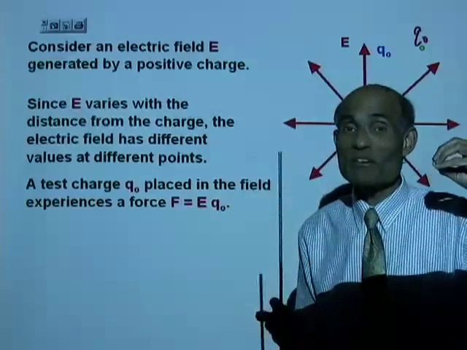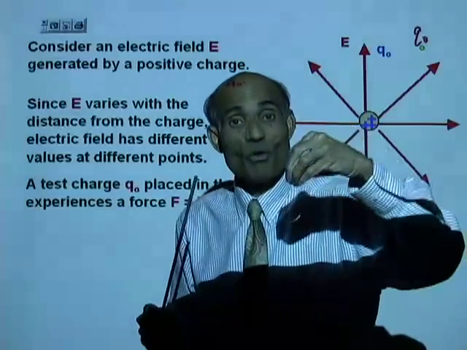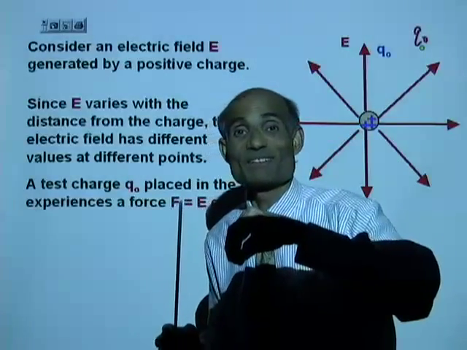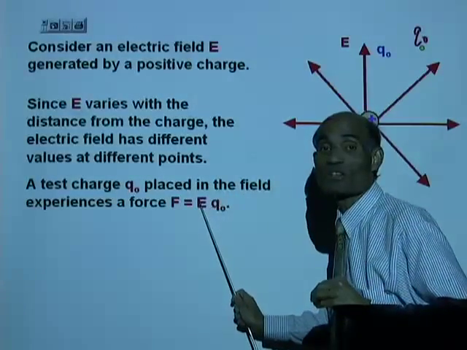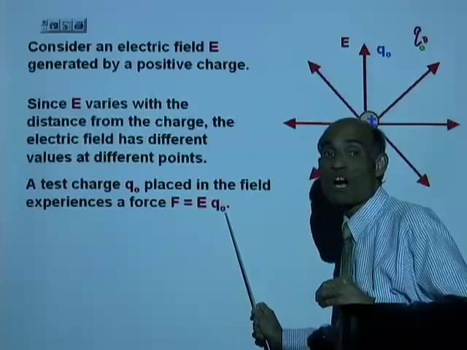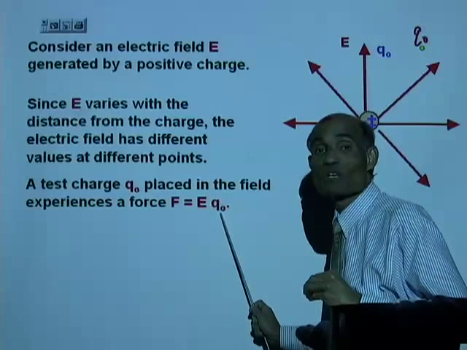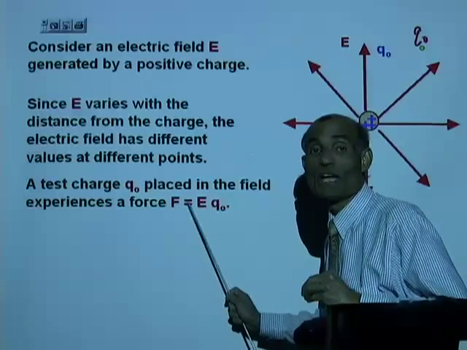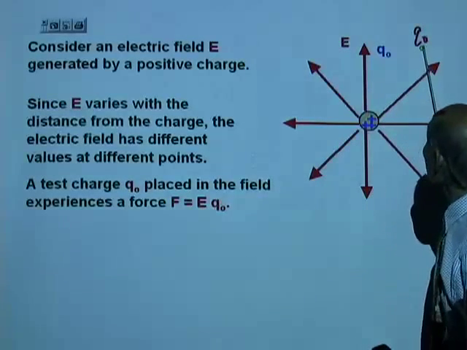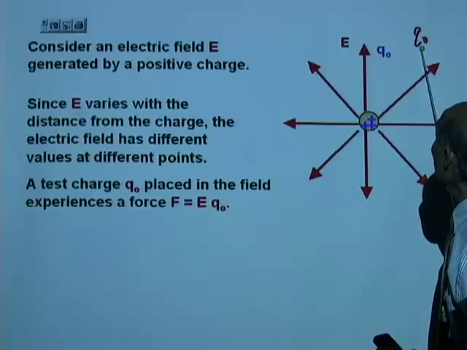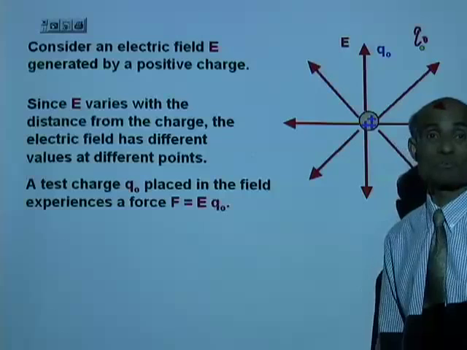Now remember, the basic definition of electric field is the force per unit charge. So if E is the force per unit charge, if you place a charge Q0 in that field, the force experienced by that Q0 will be F equal to E times Q0. So a test charge placed here will experience a force E times Q0.